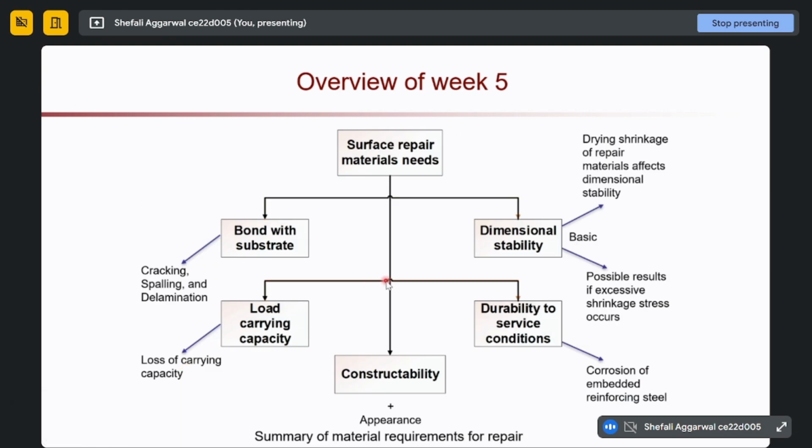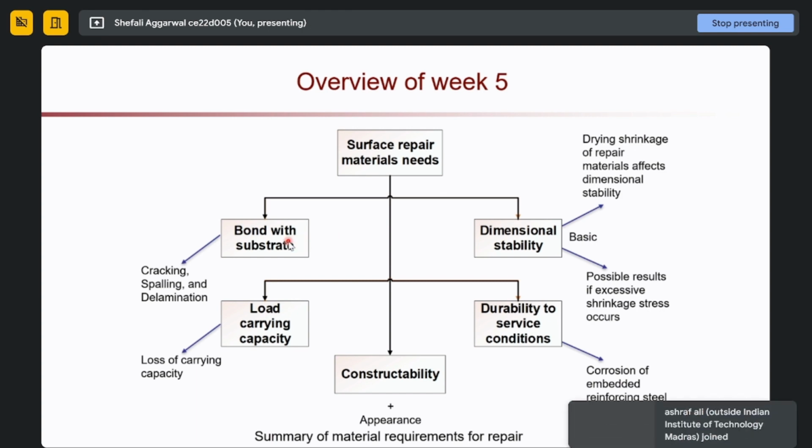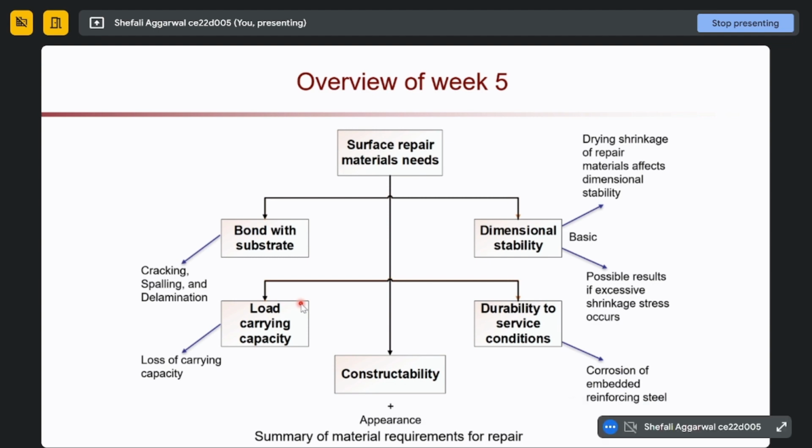After this, you might have studied the selection of repair material. First, the repair material should make sure that it bonds with our substrate. There should not be any cracking, spalling, or delamination. It should have load carrying capacity. The repair material should not be just a simple patch. It should have load carrying capacity in it, and it should look good too. It should not be bulging out of the column or something.